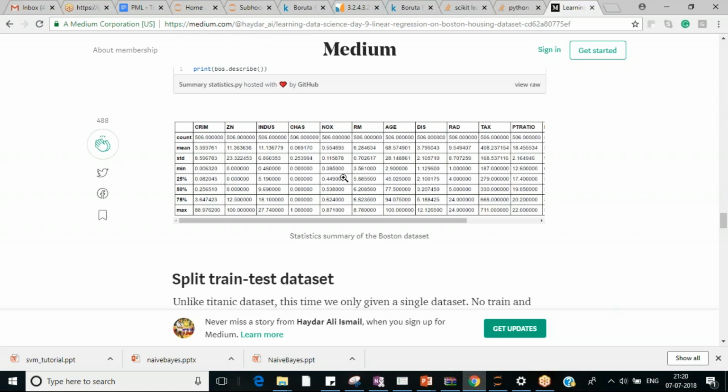Now, when I said feature engineering, feature engineering is something like transformation or scaling. For example, if your data is too skewed, your mean is 3.59 and your maximum is 88.9. It's a huge difference, right? Even your median is 0.25 and your mean is 3.59. It means your data is skewed, right? So whenever your data is skewed, you might do feature engineering.